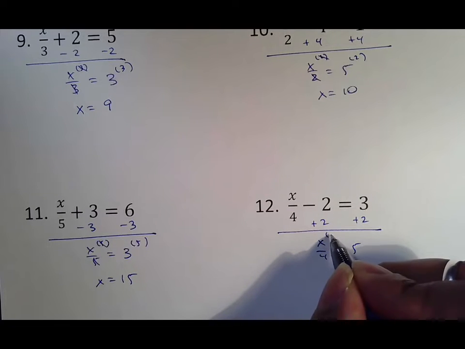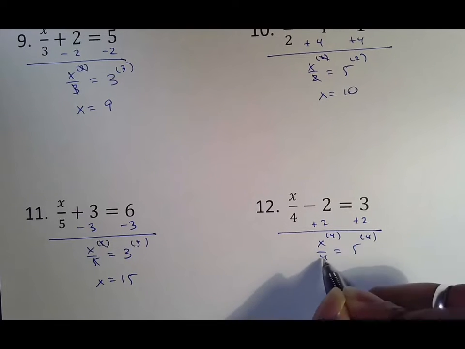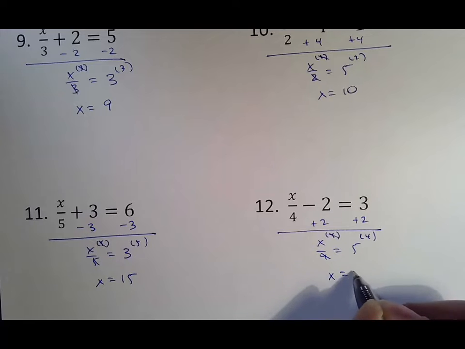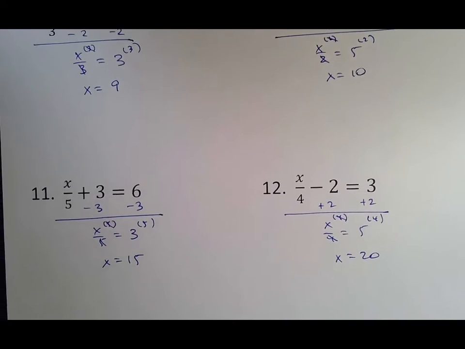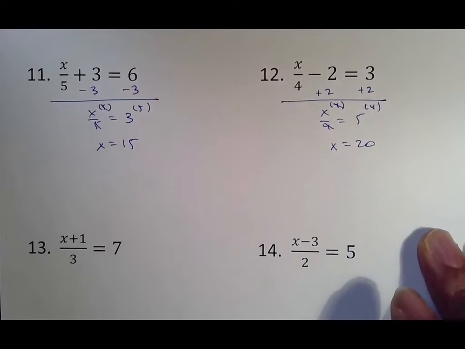You have a 4 on the bottom being divided, so we multiply by 4. The 4s go away, and x is equal to 20. So again, it's not a tough situation. You just got to make sure you're ready for it.